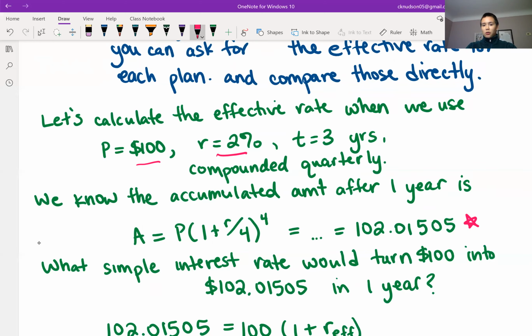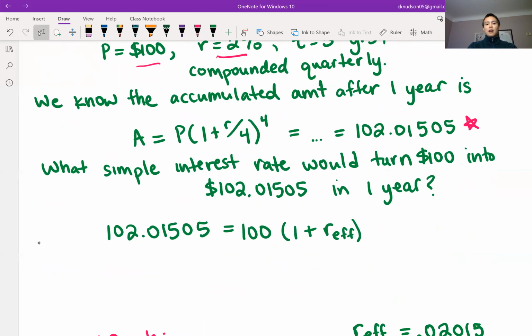Now a good question to ask would be, say that you had the option to just do a simple interest rate. What simple interest rate would turn $100 into $102.01505 in 1 year? We have the same old equation as always, A equals P times 1 plus R. And P in this case is 100, and the amount we are setting to be 102.01505, so that we can answer this question.